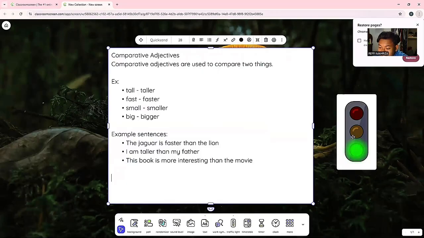Let me check your understanding. Which one is correct? More tall or taller? So, which one is correct? More tall or taller? Yes, correct. We say taller, not more tall. Okay?